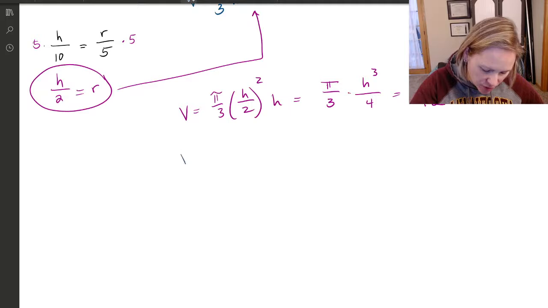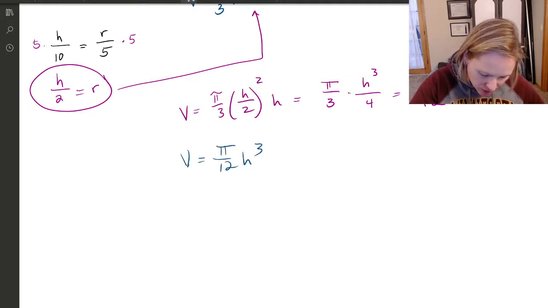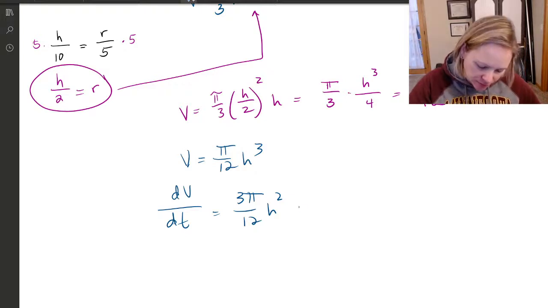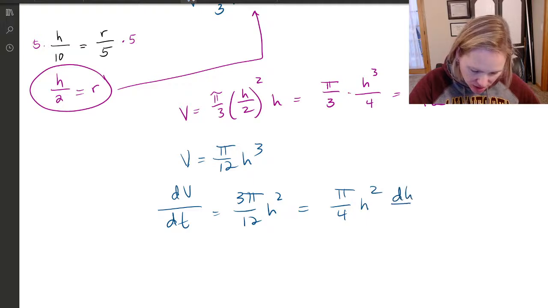Let's go ahead and differentiate with respect to time. So dV/dt, we get pi over 4 h squared, and then dh/dt. We're going to toss that in there. Can't forget that. That's pretty essential.